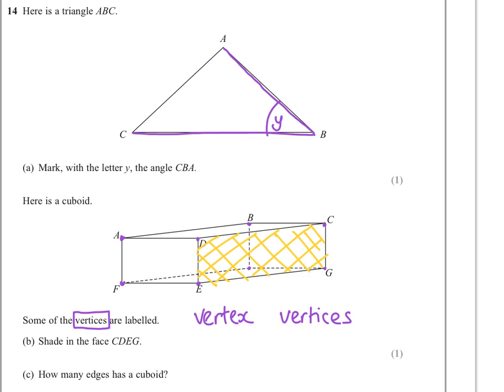Then it says, how many edges has a cuboid? Well, here's a cuboid shown here, so this one will do. And we'll just say, right, 1, 2, 3, 4. Then we'll have 5, 6, 7, 8. And then lastly, I'll do another colour here. We'll have 9, 10, 11, 12. So it's 12 edges.